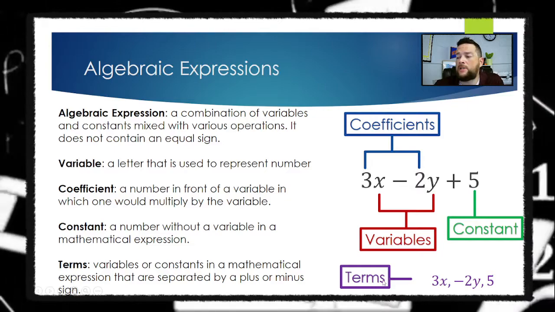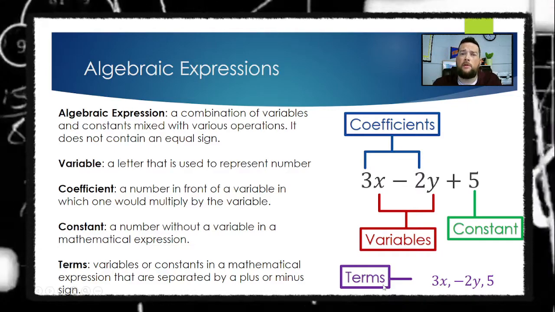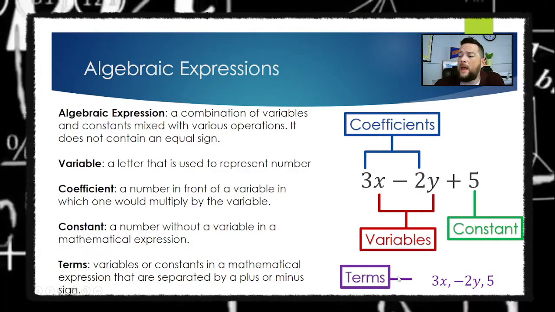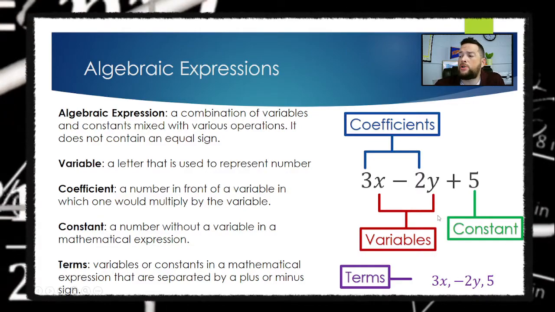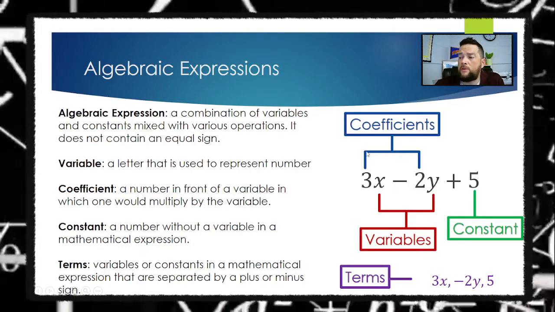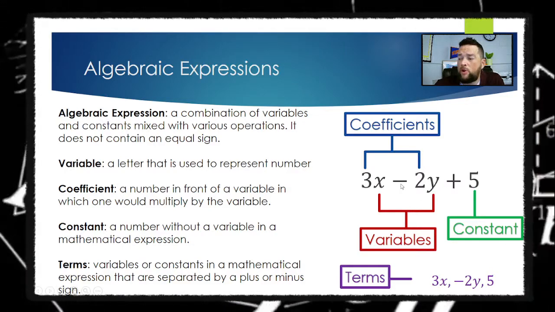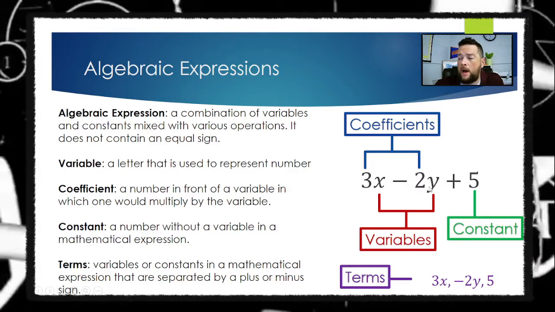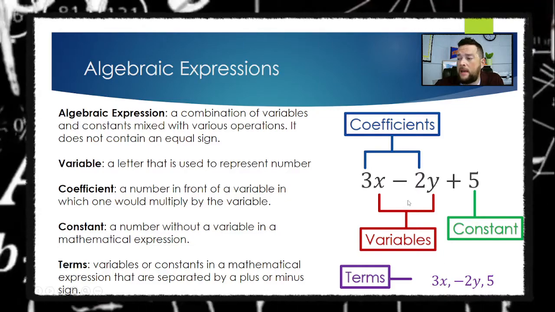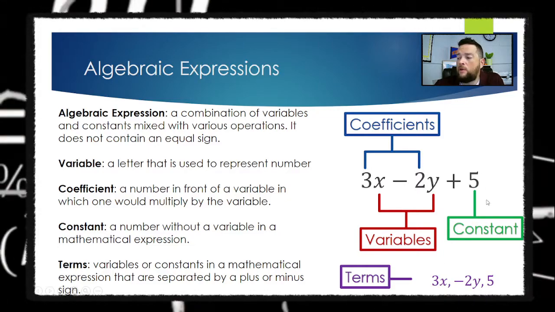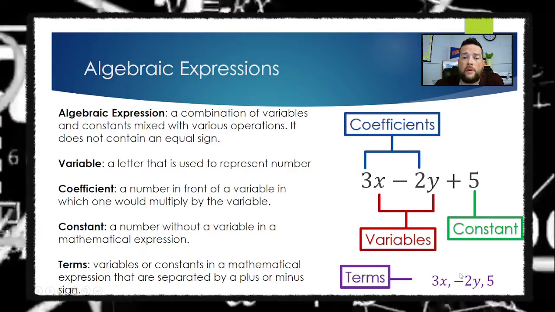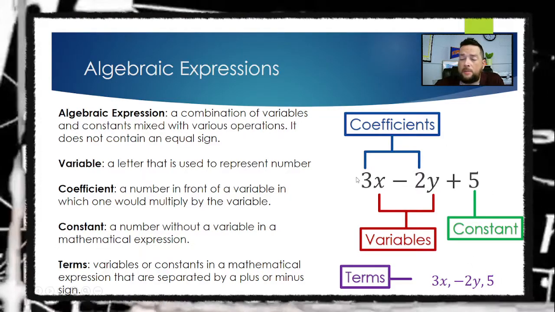And finally, there's kind of an all-encompassing vocabulary word called terms, and that refers to everything that you see here. You see the 3x, you see this 2y, but this subtraction influences that 2y to be negative, so that's a negative 2y right there, and then you've got a positive 5. Those are all the terms from that expression right there.